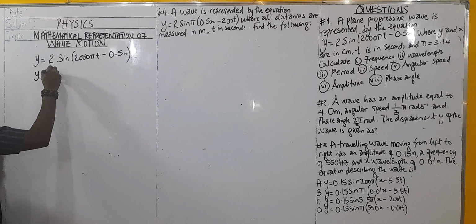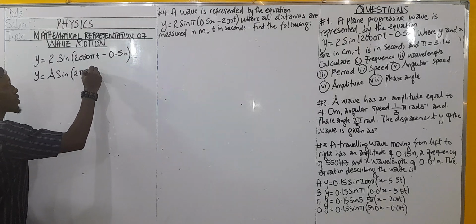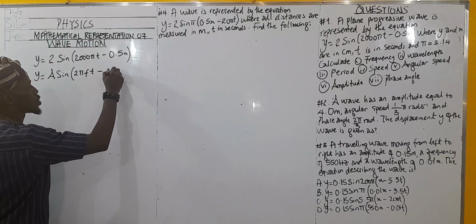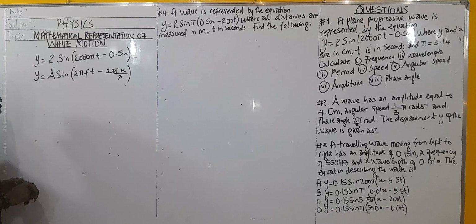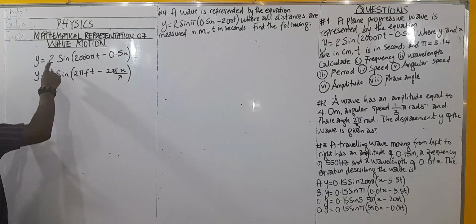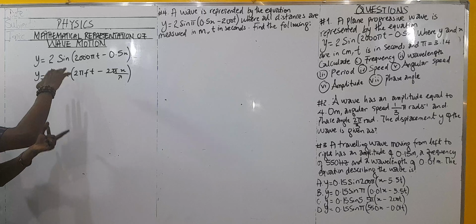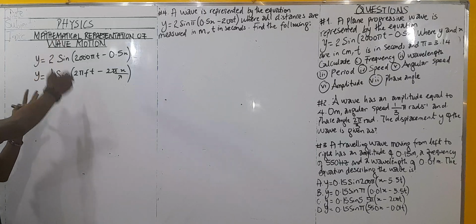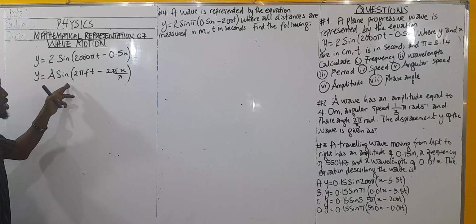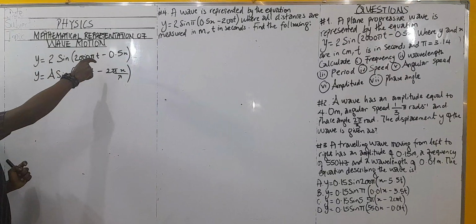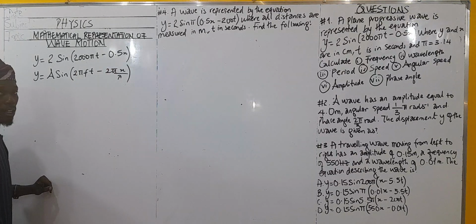is y = A sin(2πft − 2πx/λ). Now, there's something I want you to take note of. Whatever is given to you must look like this, because we'll be using the comparing formula. We'll be comparing both equations, this and this. Whatever is given to you in the equation must look like your wave motion formula.